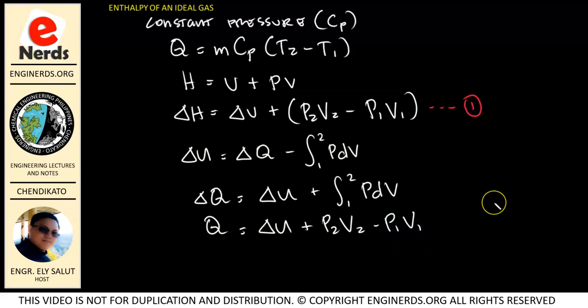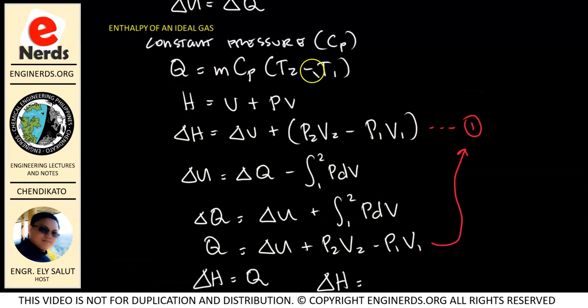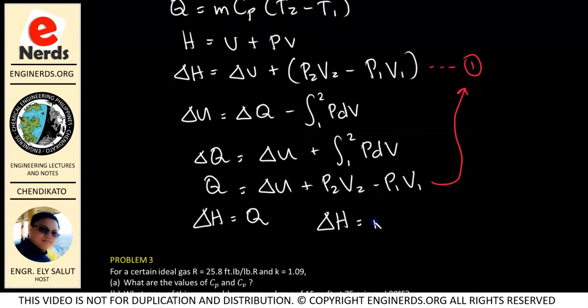And as you can see, this is actually the same as our equation number 1. Okay, so it's the same, no? So therefore, our delta H is also equal to delta Q, our Q here. If our delta H is also equal to Q, then our delta H is also equal to this one, our Q here, MCP T2 minus T1.